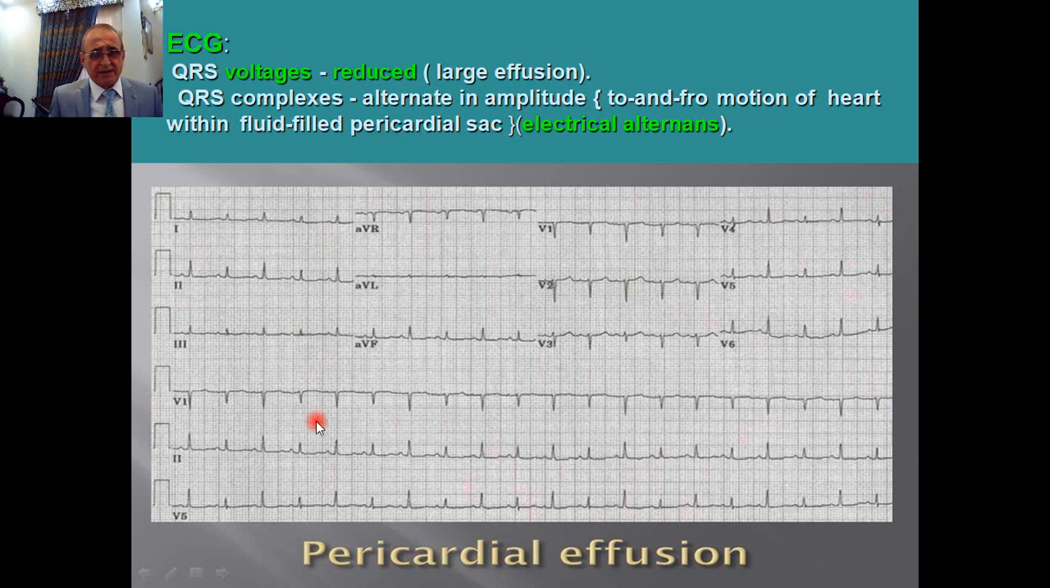Another finding, once the heart is moving within the fluid, which is when there is a large effusion, then you have a change in electricity. This is a normal or high QRS, and this is a low one. So there is a change in electricity. This is called electrical alternans. So you have two findings when you have a large effusion: reduced voltage of the QRS and sometimes electrical alternans. Don't confuse this with pulsus paradoxus or other things.